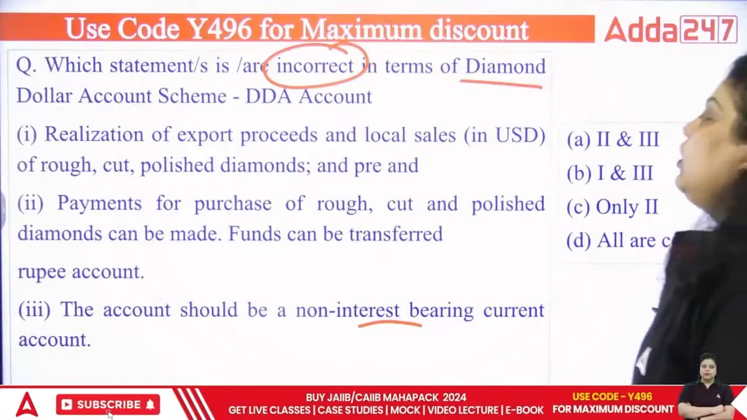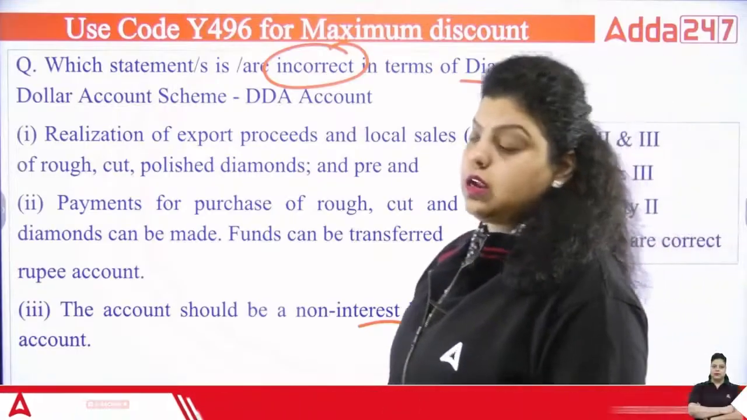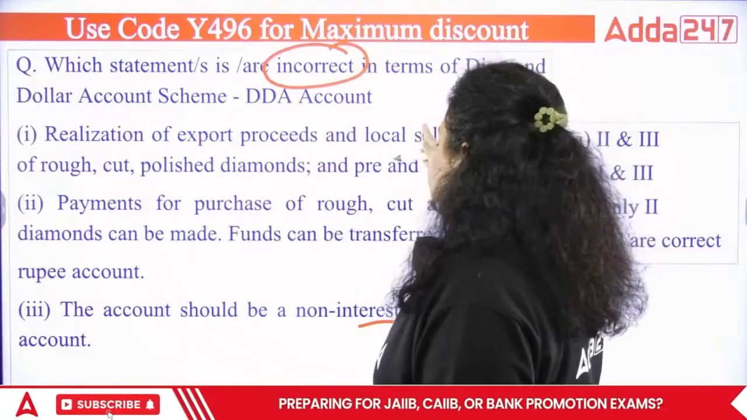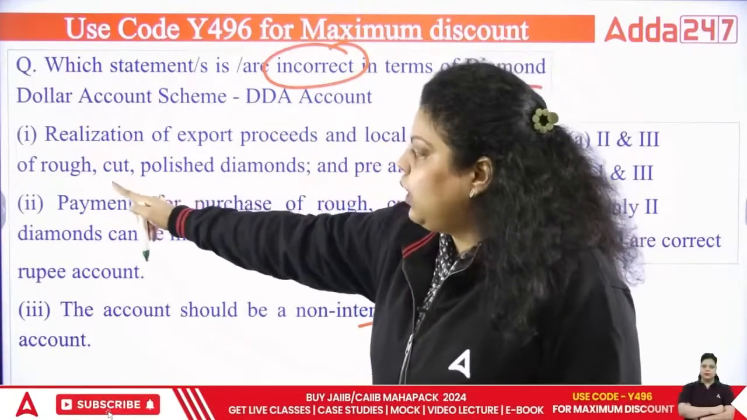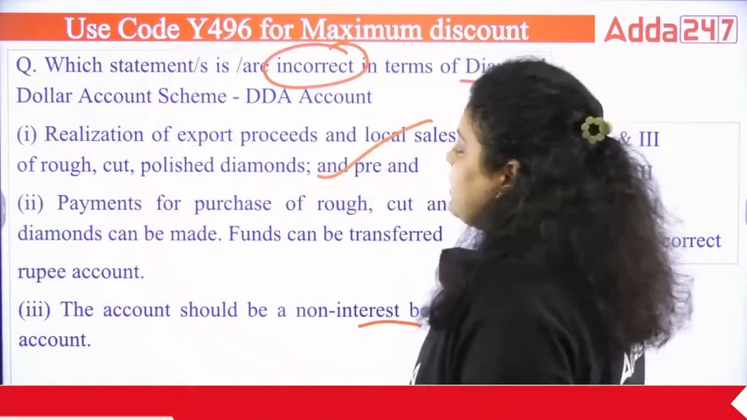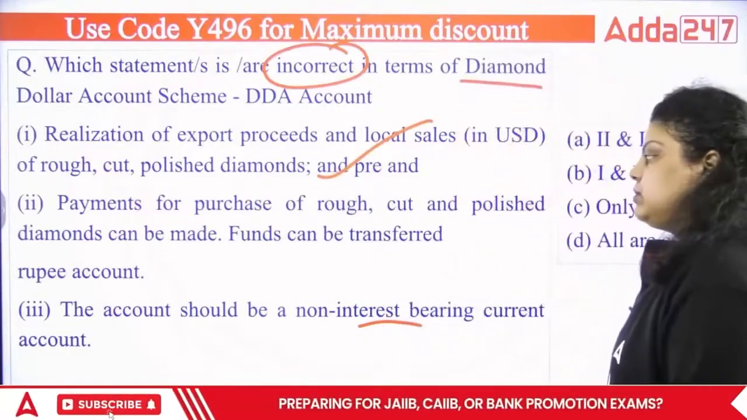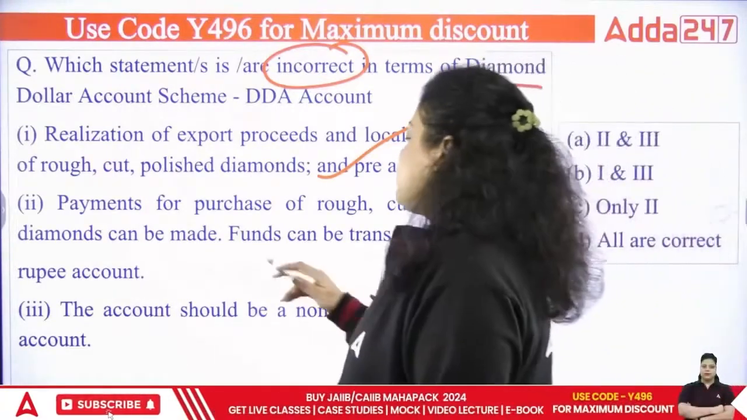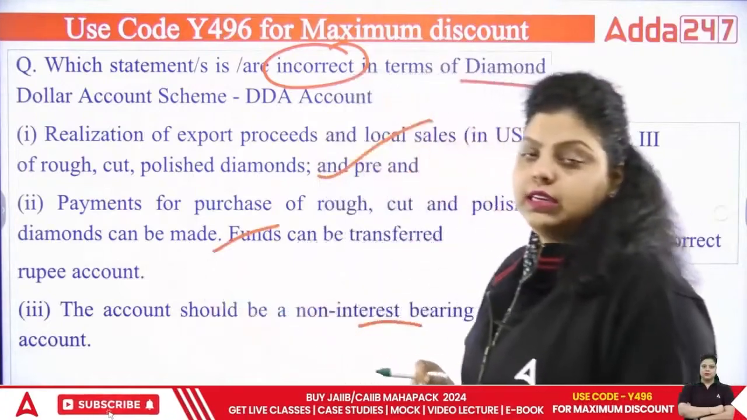So first of all, the Diamond Dollar Account: realization of export proceeds and local sales in US dollars of rough, cut and polished diamonds is allowed. So this is true. Second, payment for purchase of rough, cut and polished diamonds can be made. Yes, funds can be transferred from a rupee account. This is also true.